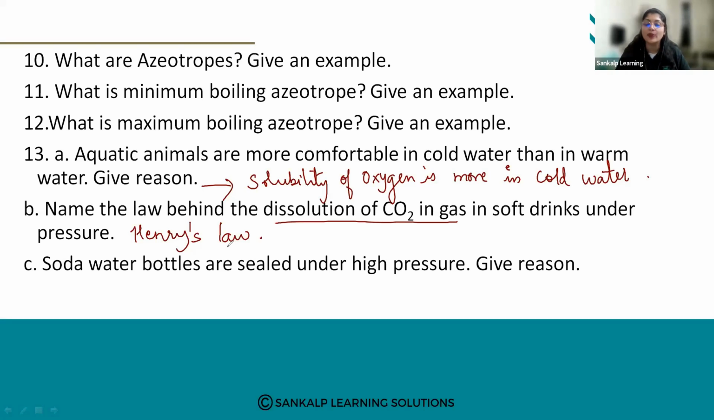So what is done? Carbon dioxide gas is filled in the aerated drinks, so high pressure is applied. When you open the cap, what will happen? The excess carbon dioxide gas will escape out and it will produce more effervescence, right? You have seen the bubbles coming out, right? Why will it come out? Because more carbon dioxide gas is filled in that. So this is due to Henry's law. This is an application of Henry's law.